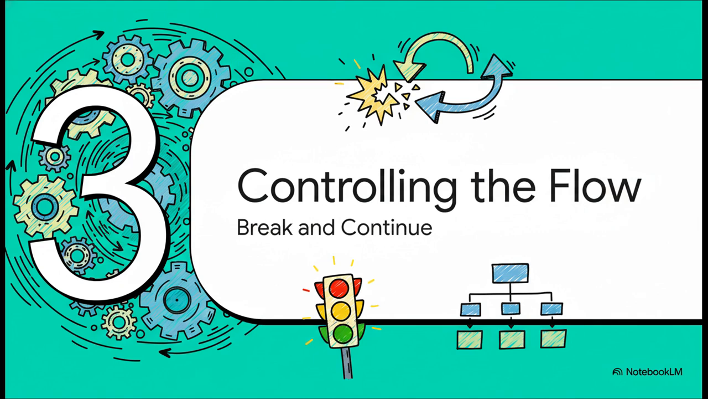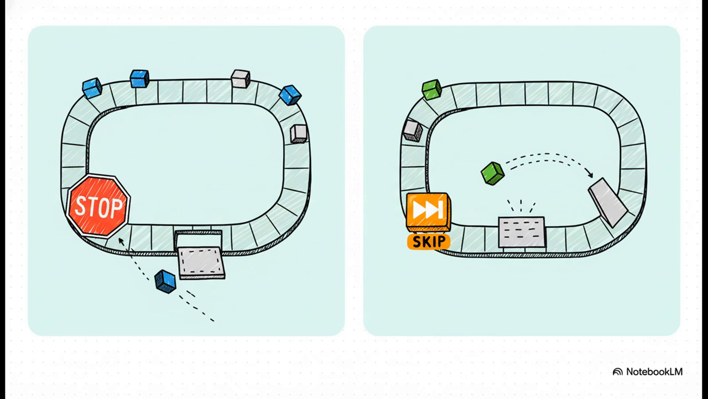Okay, so we know how to get loops started and how to stop them with a main condition, but what if we need even more control? What if something happens inside the loops that makes us need to change its behavior right then and there? For that, we've got two incredibly powerful commands, break and continue.